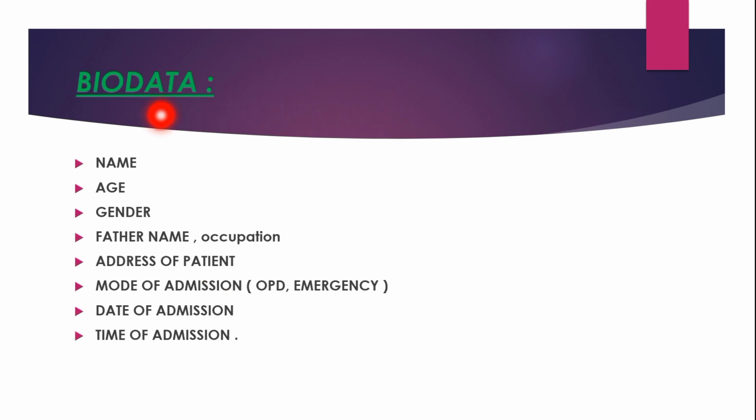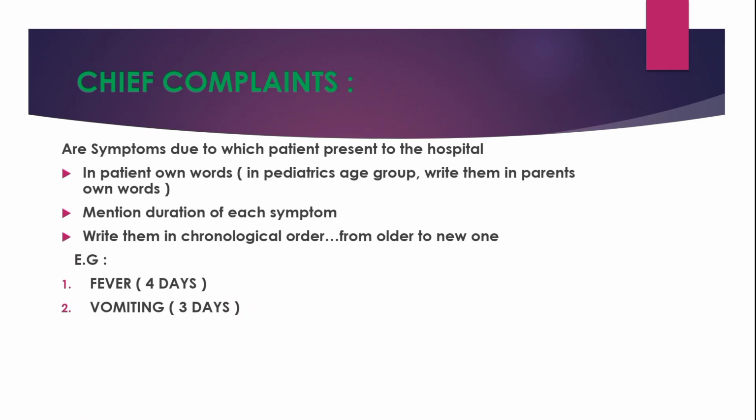So the first step in the history taking is biodata. And biodata asks about the name of the patient, age of the patient, gender, father's name and his occupation, address of the patient, mode of admission, whether the patient is admitted to OPD or emergency, the date of admission, and the time of the admission.